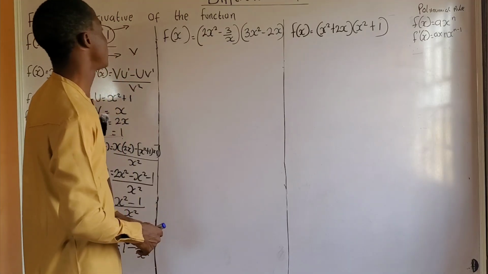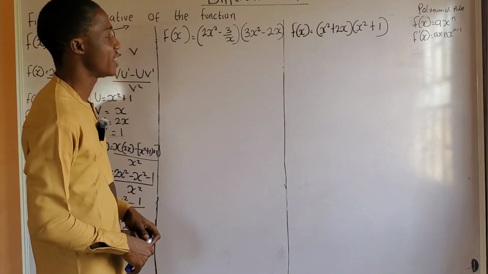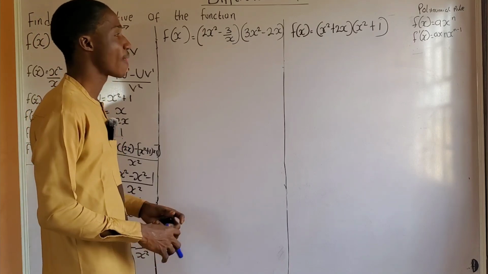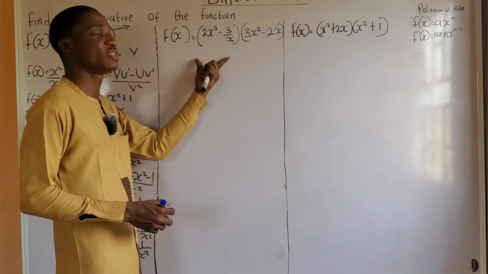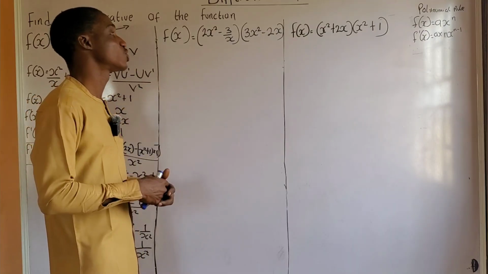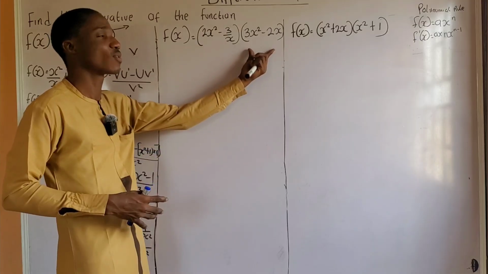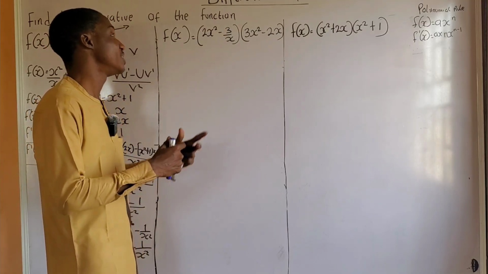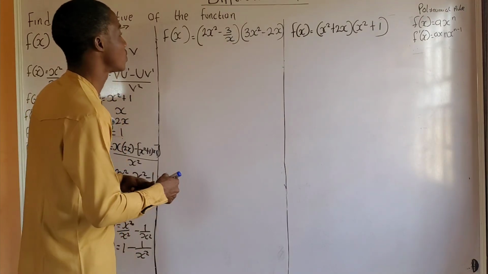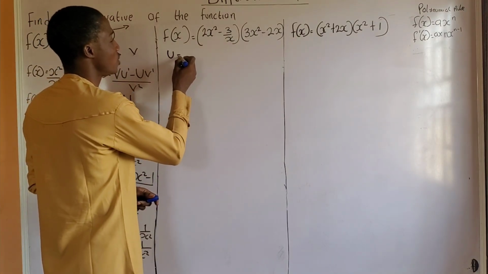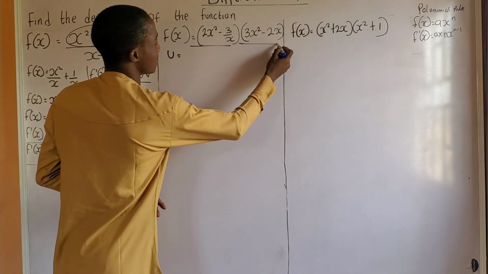We are asked to find the derivative of f of x equals to 2x squared minus 3 over x, multiplied by 3x squared minus 2x, okay? Now, in this question, you can see that this function has two parts, and these two parts are multiplying each other. That is, the sign between the first part and the second part is a product sign. So the rule to differentiate this function is the product rule. Do you understand? So I'm going to let u equal the first part, and the first part of this function is this, while the second part is this.